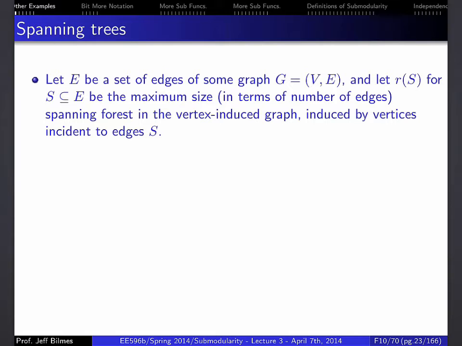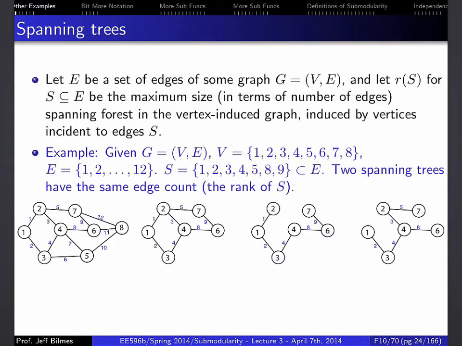So another way of saying that is, for example, it's the maximum size spanning forest, so you can't get any bigger while staying a tree or a forest. It's the maximum size spanning forest in the vertex-induced graph induced by the vertices that are incident to the edges in S. Remember, S is a set of edges. So let's do a couple of examples if that's not clear.